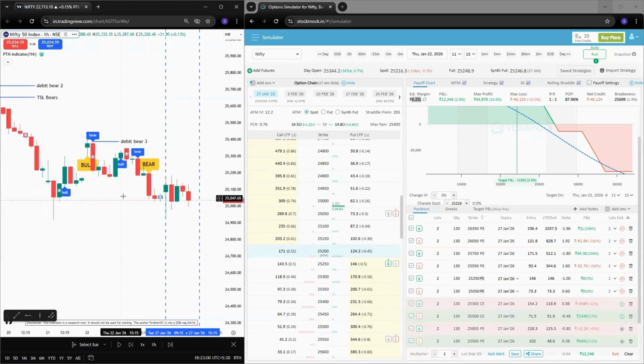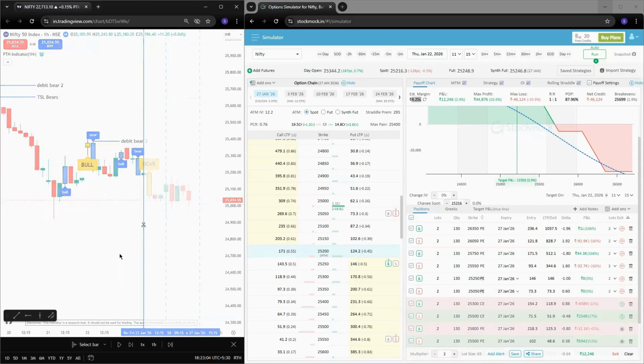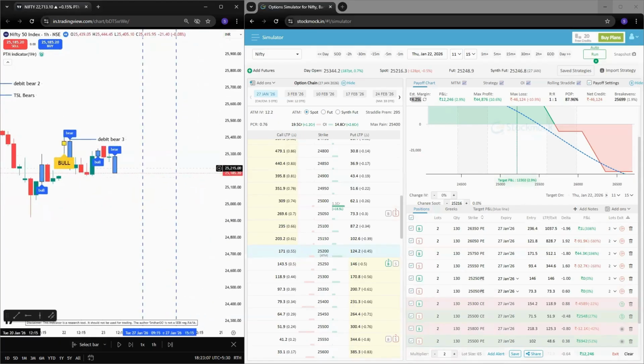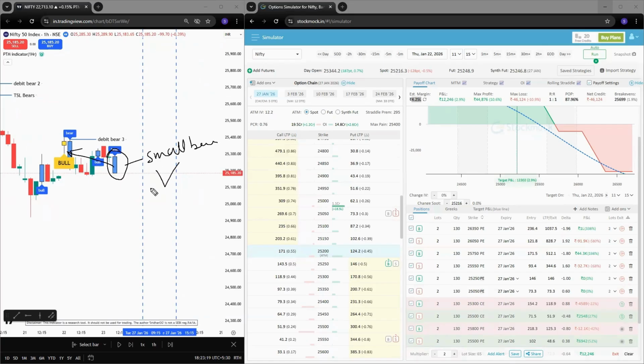Okay, and I have another signal here. Let me go back a little bit. Another bear signal got activated here. So is this a small bear? This is a small bear. What is the latest signal? This is a big bull. Yes, I can activate a new setup here.